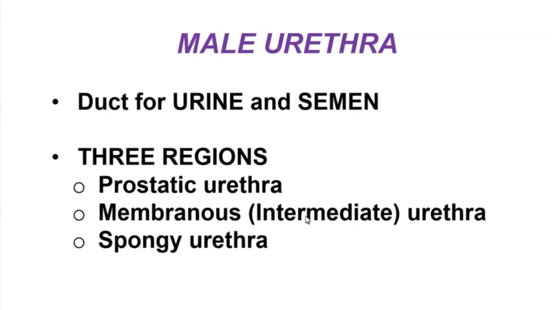The membranous or intermediate part of the urethra actually passes through the urogenital diaphragm, so it makes up the middle or intermediate part of the urethra for males. The spongy urethra is also called the penile urethra because it's located within the erectile tissue of the penis.